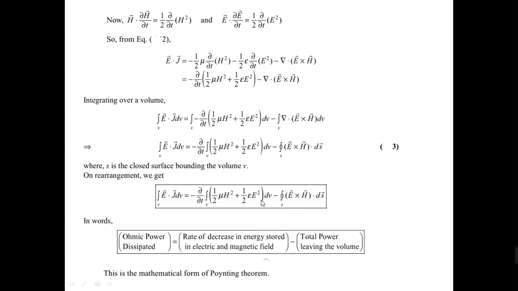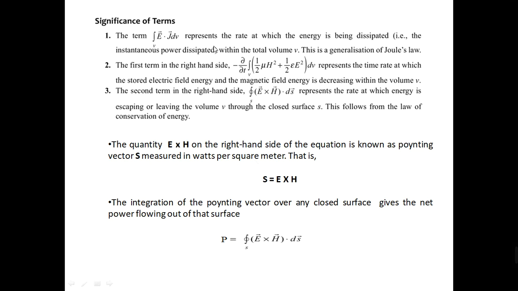Let us see the significance of each term here. The first term, as I told you, the volume integral of E bar dot J dv, represents the rate at which the energy is being dissipated. This is a generalization of Joule's law. And the first term on the right hand side, the negative time derivative of the volume integral of energy stored in the magnetic field plus energy stored in the electric field, represents the time rate at which the stored electric and magnetic energy is decreasing within the volume.